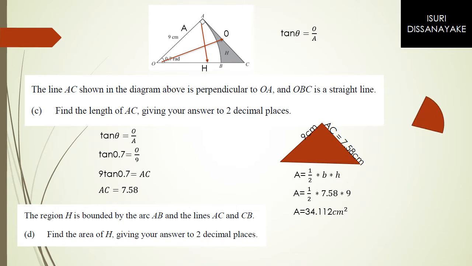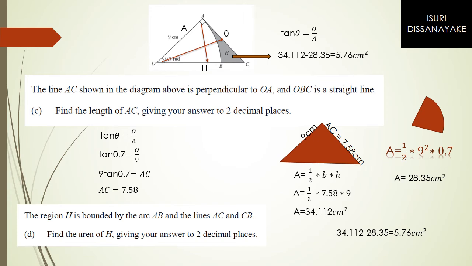Then I am going to find the area of the sector AOB. I am going to use the formula half r squared theta. You worked out this sum in the previous slide. So your answer is 28.35. And you want to find the area of the shaded region, which is H. That means from the area of the triangle, when you subtract the area of the sector, you will get the area of the shaded region, 5.76 square centimeters.